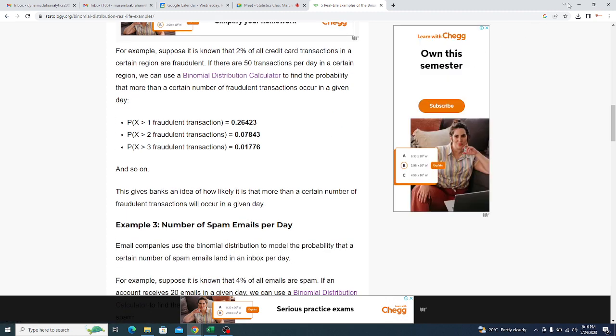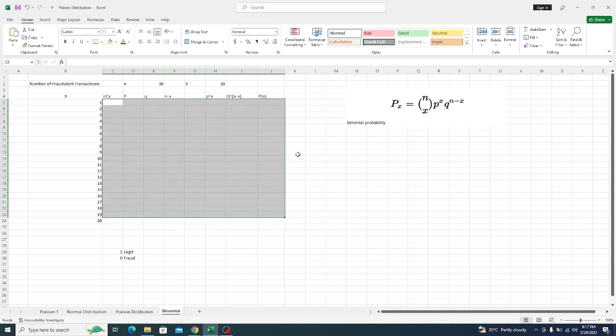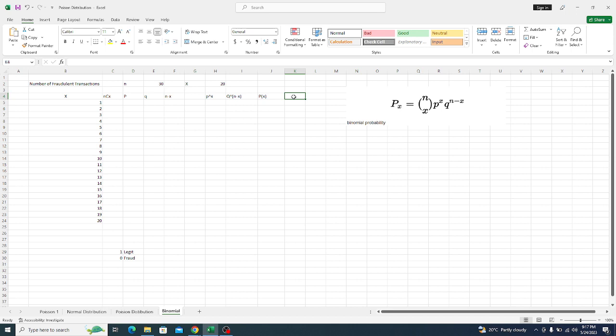So with that, we are going to calculate, for example, the probability that we will have fraudulent activities in 5 transactions, or in more than 5 transactions, meaning it's either 6, 7 up to 20. We are now going to use two methods, the manual method, and then we'll also go with the Excel inbuilt function method.